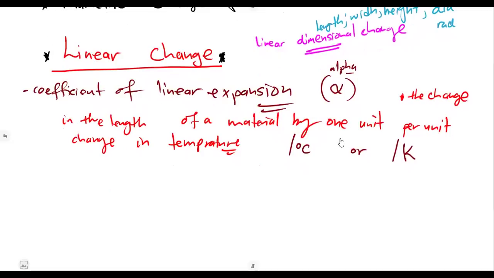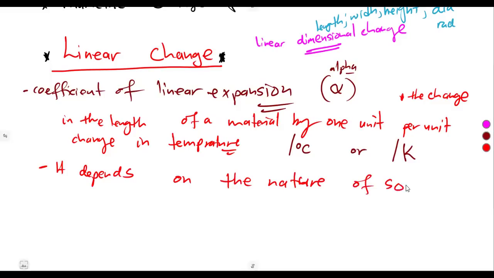The coefficient of linear expansion depends on the nature of the solid, meaning to say it is not the same. Alpha is not the same. You are given one value for a certain solid, and another solid has got its own. It depends on the nature of the solid. So let us just have a point on that one. It depends on the nature of the solid.